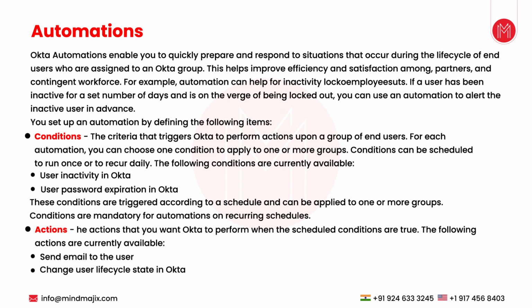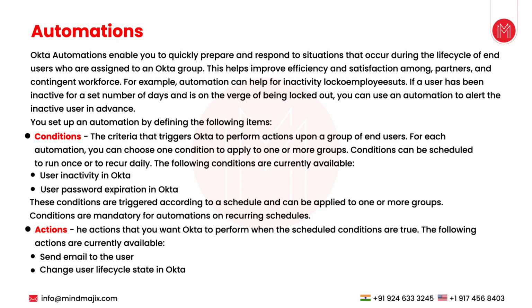So you can set up an automation by defining the following items. It could be defined based on conditions, the criteria that trigger Okta to perform actions upon a group of end users. For each automation, you can choose one condition to apply to one or more groups. Conditions can be scheduled to run once or to recur daily. The following conditions are available: user inactivity in Okta or password expiration in Okta. These conditions are triggered according to a schedule and can be applied to one or more groups. Conditions are mandatory for automations on recurring schedules.